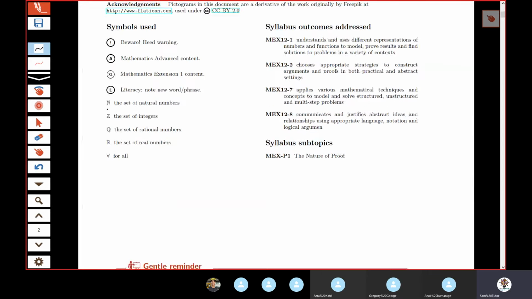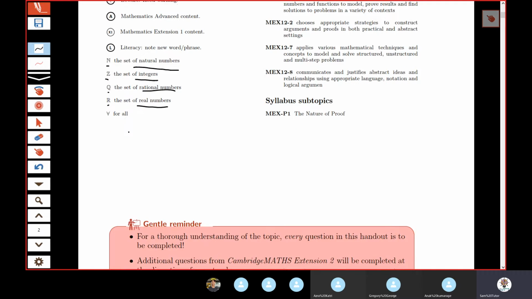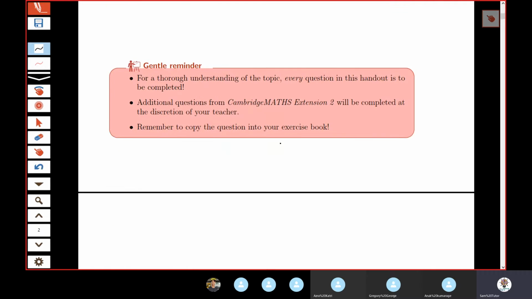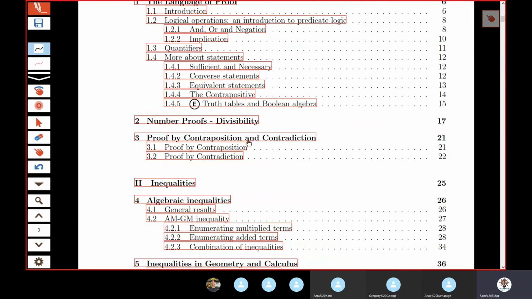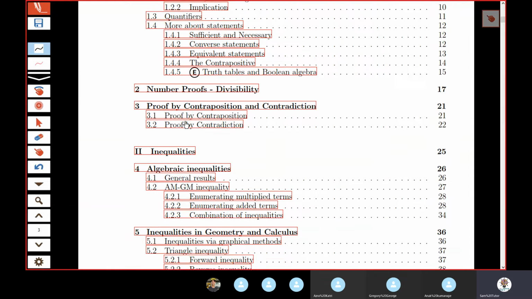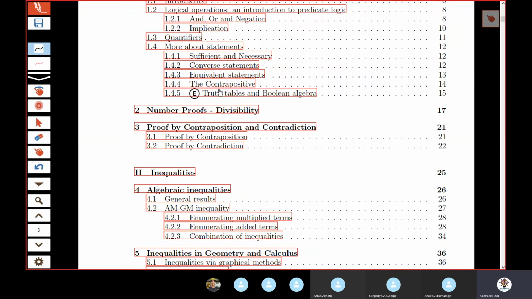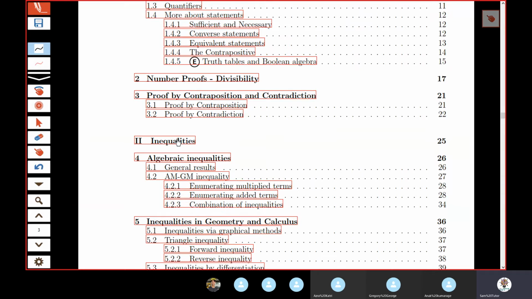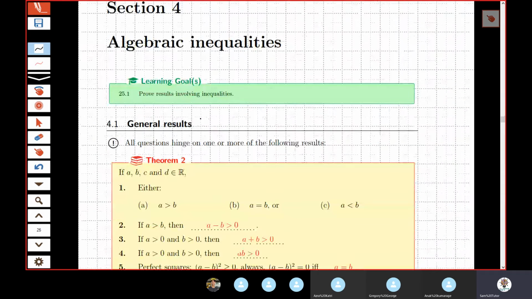Like, you've got to learn that N now means the set of natural numbers, Z is the set of integers, Q would be the set of rational numbers, R is the set of real numbers, and then an upside down capital A is for all, and there's a few more as well. So don't worry. But I'm saying there's a lot of annoying stuff. So what we'll do, we'll actually head to inequalities. Yep, we'll head to inequalities. And we'll get started on this for today.